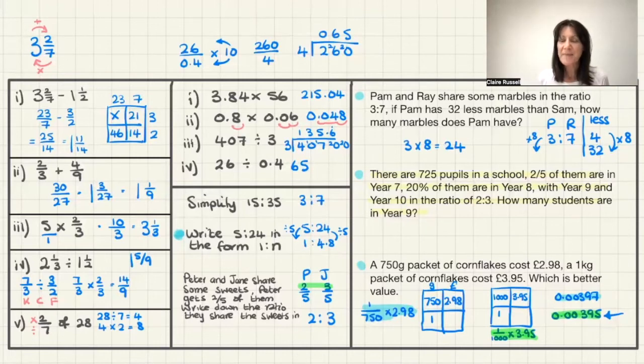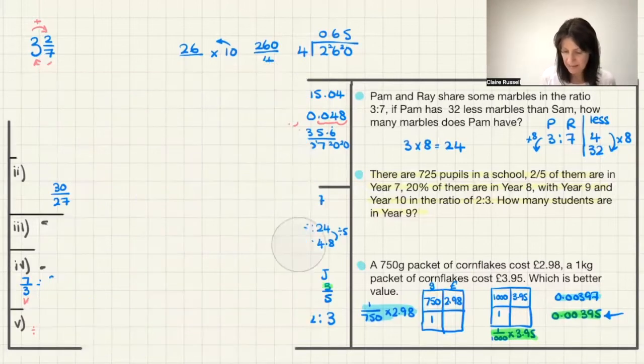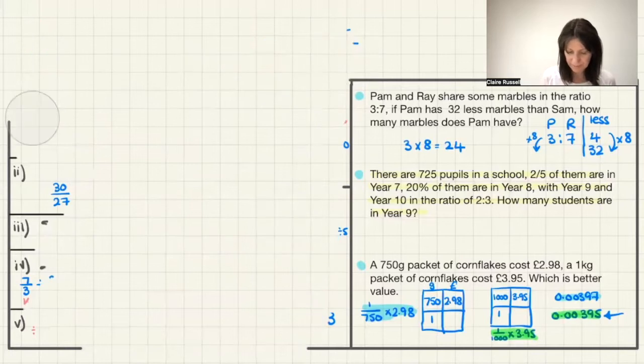Okay, we've got the yellow question. I'm going to go through that one now so that we can have a good look at that. So I'll just create some space. Here we go.